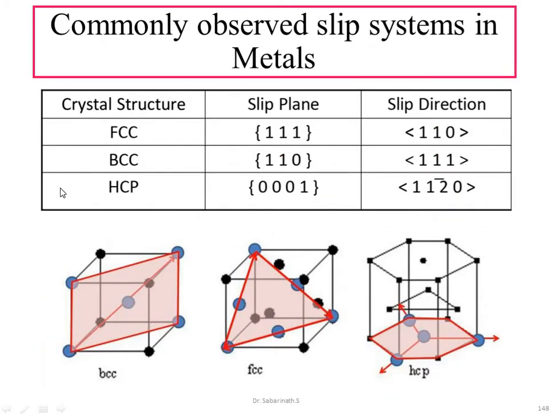Okay, now some commonly observed slip systems in metals. You can see the commonly occurring slip systems. In FCC, the slip plane and slip direction are 111 and 110. Along this slip plane and slip direction, most of the slip happens. Similarly, for BCC and HCP, you can see the slip plane and the slip direction.